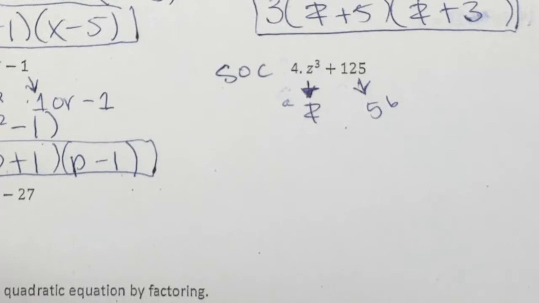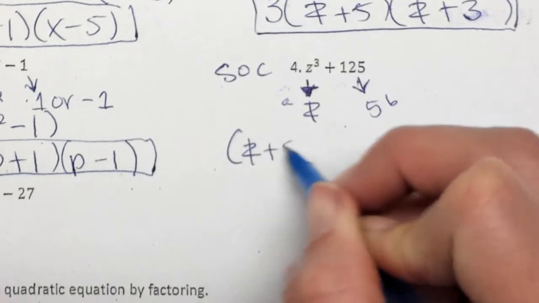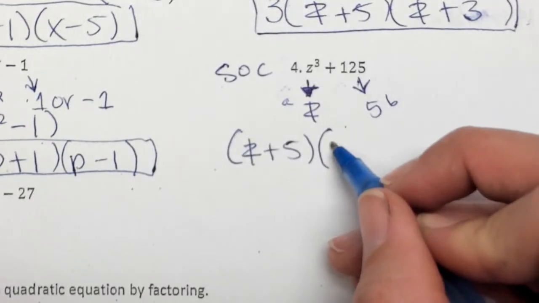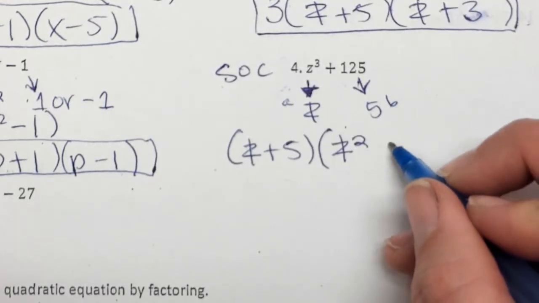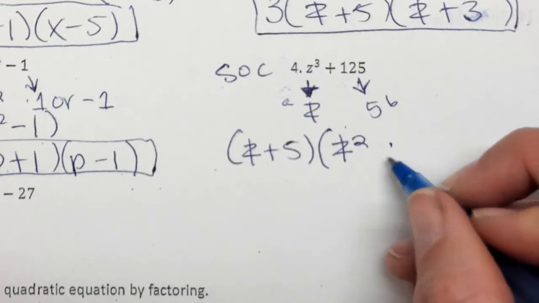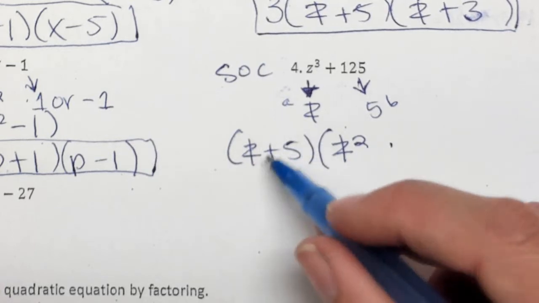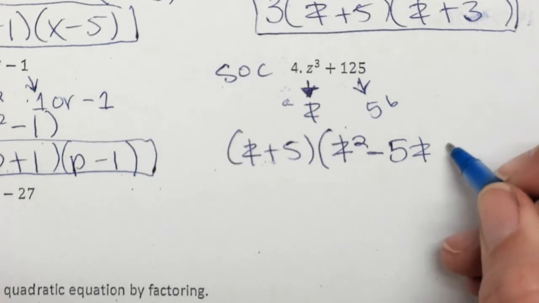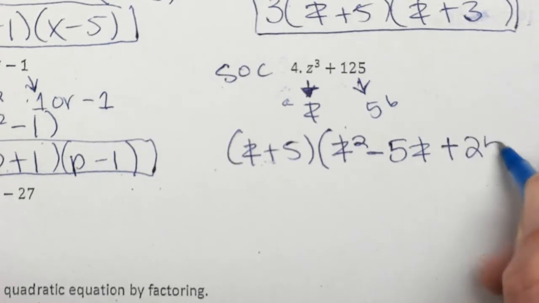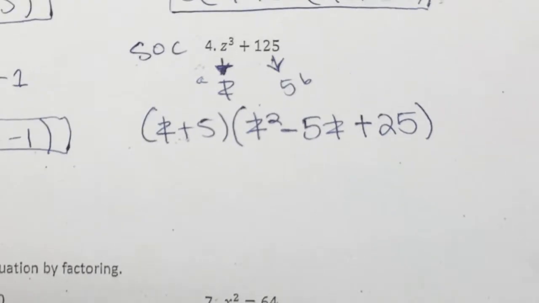So the first one is A plus B, so it's going to be what? Z plus 5, good. Then A squared would make, good. A times B would make 5Z, but it would be what right here? Yeah, change the sign, always different than this one. So minus 5Z, and then B squared would be, which is 25. That's it.